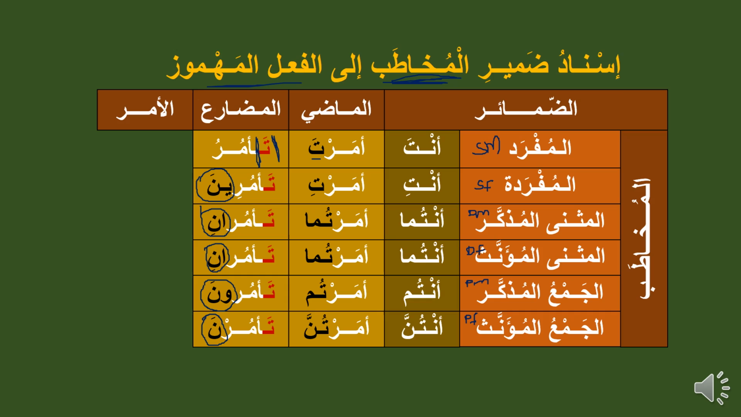So in the amr, don't forget, the amr of amara is what? We've done this in the conjugation of Mahmuz verb. If you don't understand it, go back to it. Conjugation of Mahmuz verb, we've done it. The amr of amara is what? Mur.